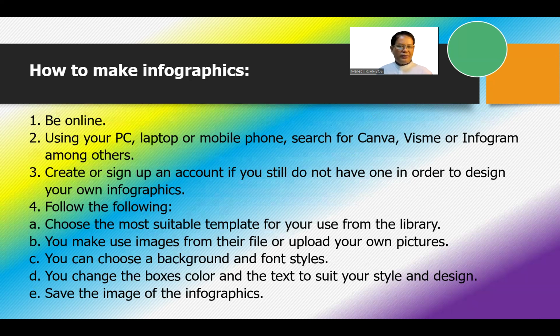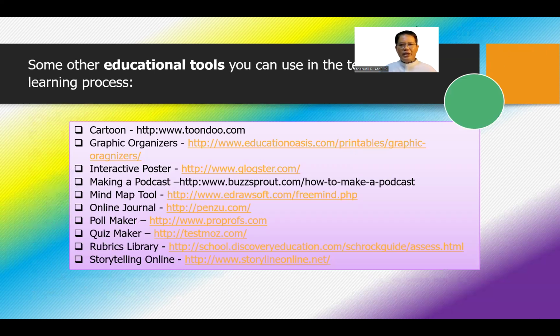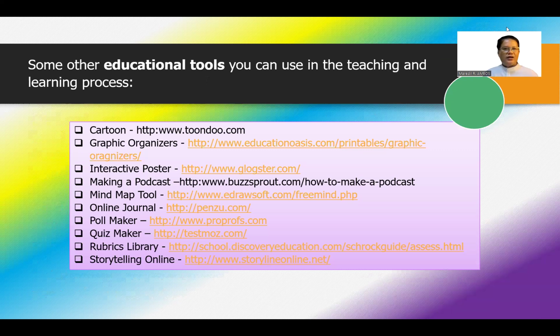You choose the most suitable template for your use from the library, then you make use of images from their file or upload your own pictures. You can choose a background and font styles. Then you change the box's color and the text to suit your style and design. Don't forget to save the image of the infographic, because saving is very important so that you can edit and modify your work later.